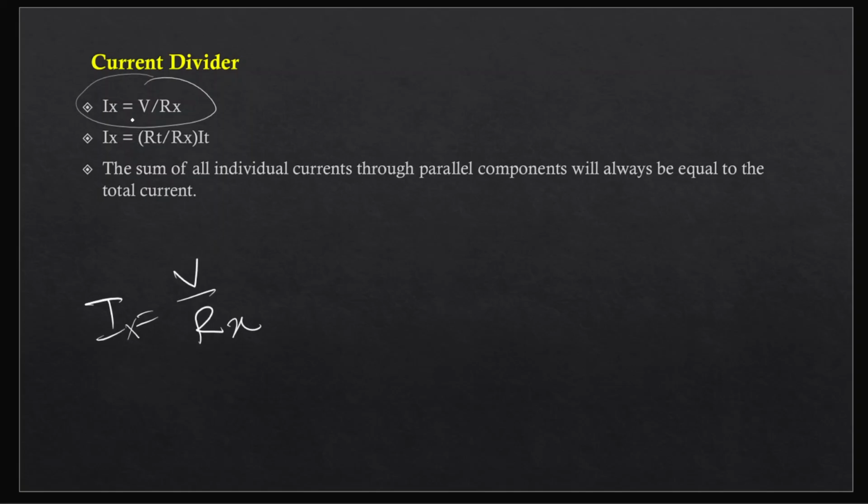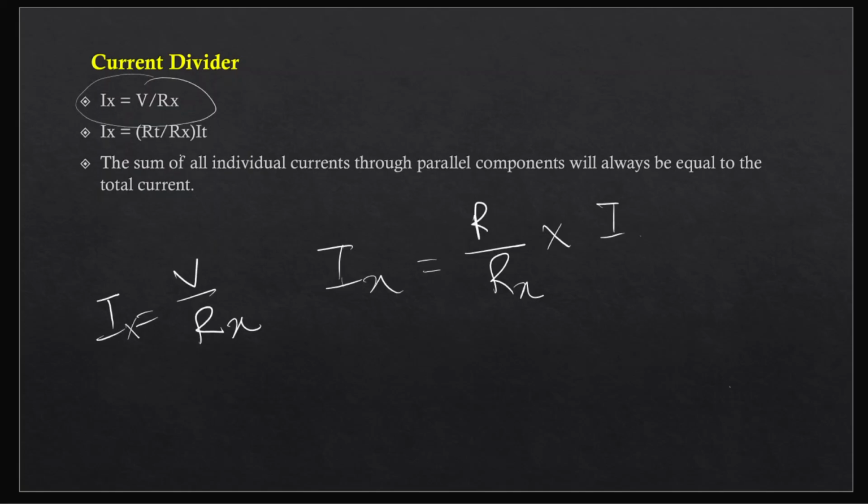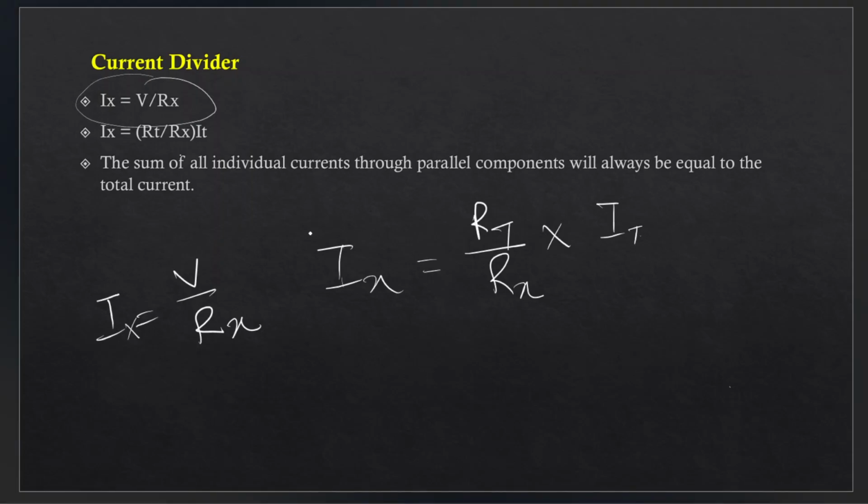Now the comprehensive current divider formula is Ix is equal to RT, the total resistance, over Rx, that specific resistance through which the current we are finding, times IT, the total current. It's usually written as I capital T. RT and IT.